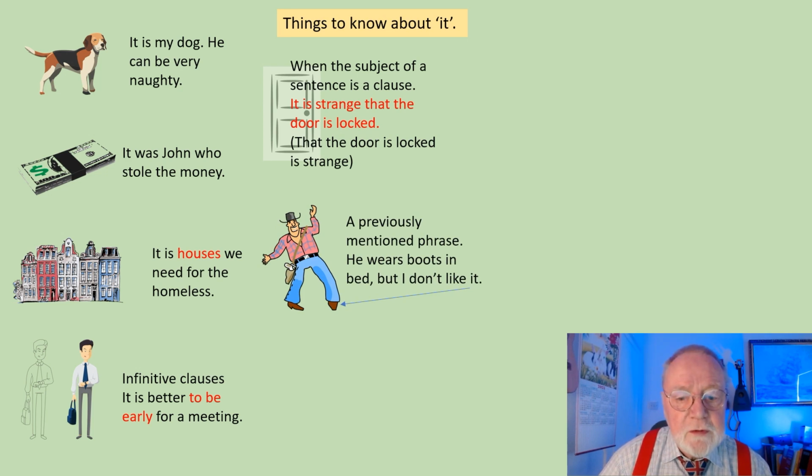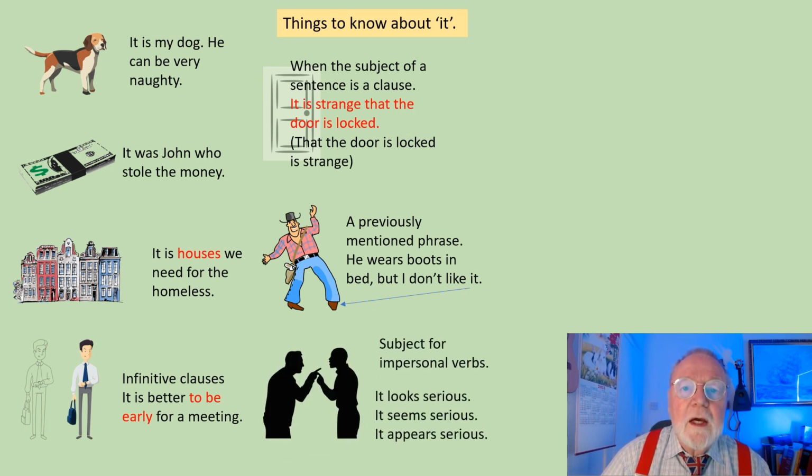A previously mentioned phrase can also be substituted conveniently by it. He wears boots in bed, but I don't like it. I mean, I don't like the wearing of boots in bed, but that would make the sentence very difficult to deal with, so we can simply replace it with the word it. And with impersonal verbs, we use it as a subject. It looks serious. They're having an argument, aren't they? It seems serious. It appears serious.